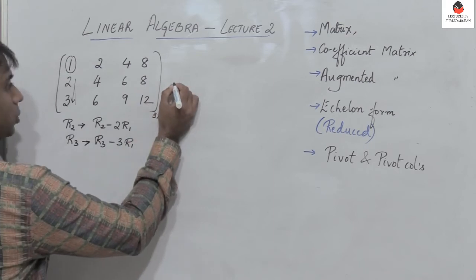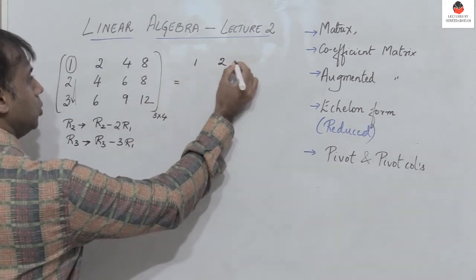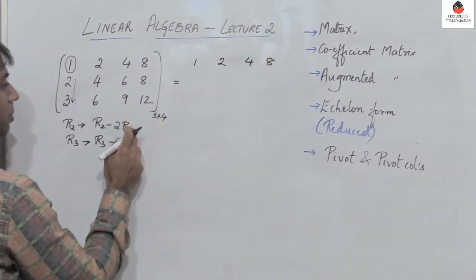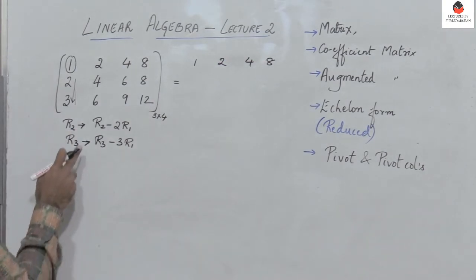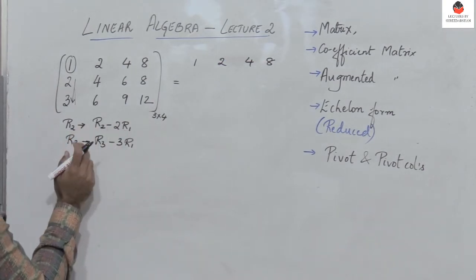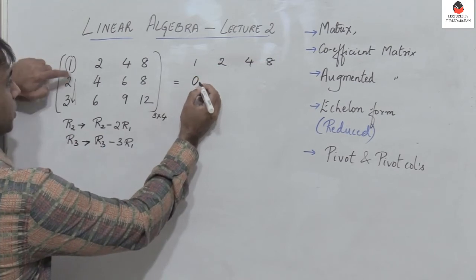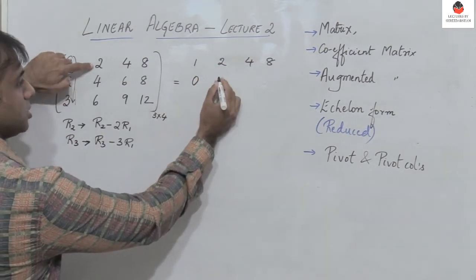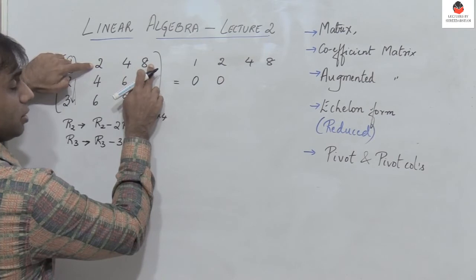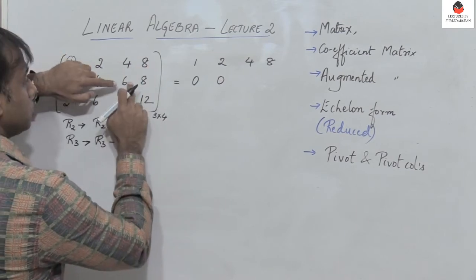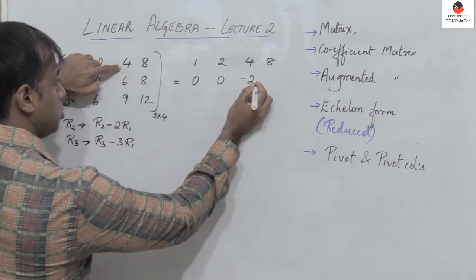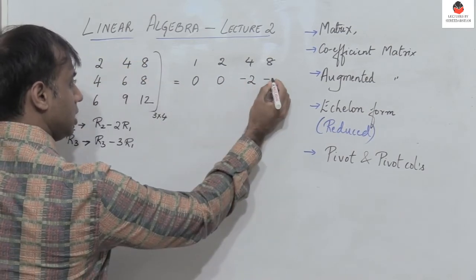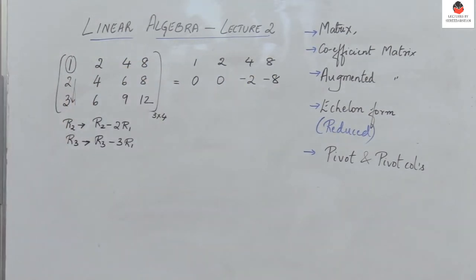So here we get 1, 2, 4 and 8. So remember, row 1 remains unchanged. R2 minus 2 times R1, so 2 minus 2 is 0. 4 minus 4 is 0. I have multiplied row 1 by 2. Now 6 minus 8 is minus 2. 8 minus 16 gives me minus 8.